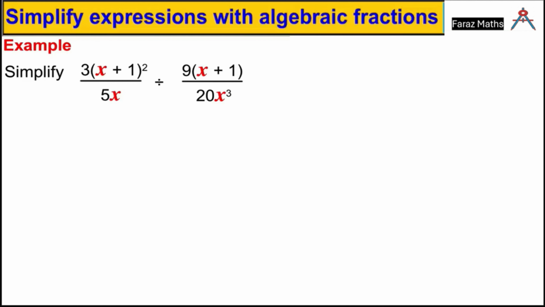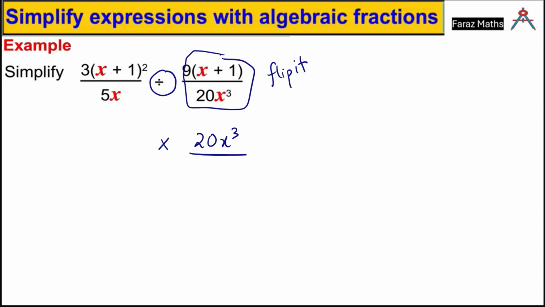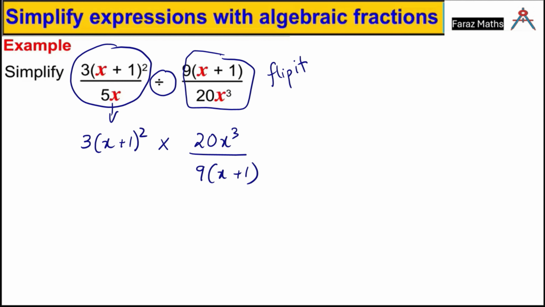Okay, the first step in this question is very simple. Whenever we have a divide sign between fractions, we change it into multiply and flip the fraction. Always flip the second fraction, okay? Don't forget it. Don't flip the first fraction. So it will look like this: 20x cubed over 9 bracket x plus 1, and the first fraction remains as it is, 3 bracket x plus 1 whole squared over 5x.